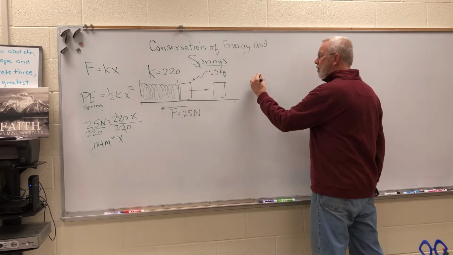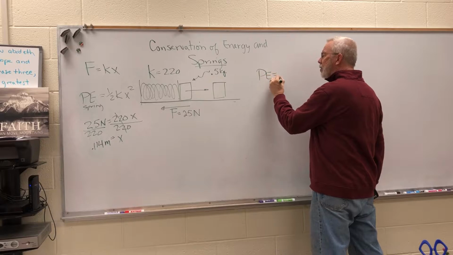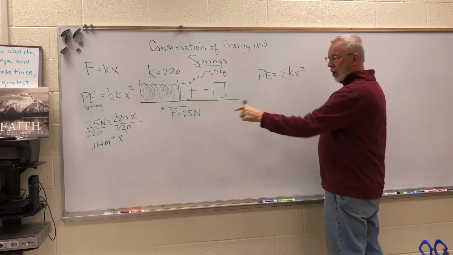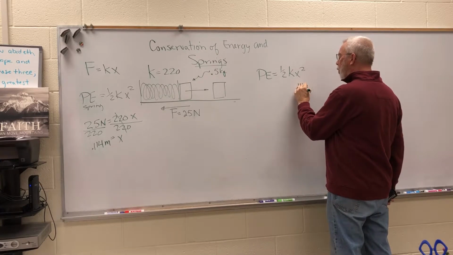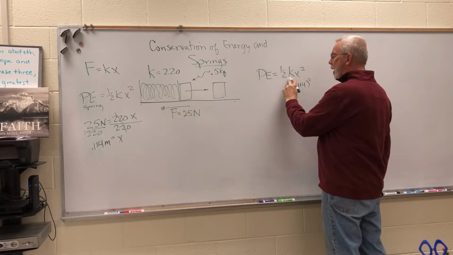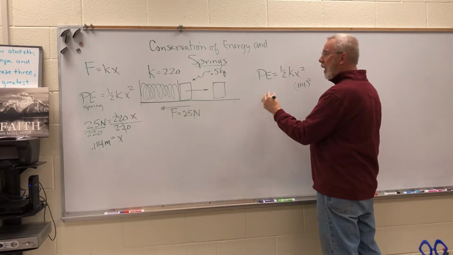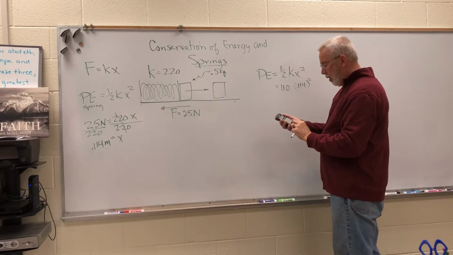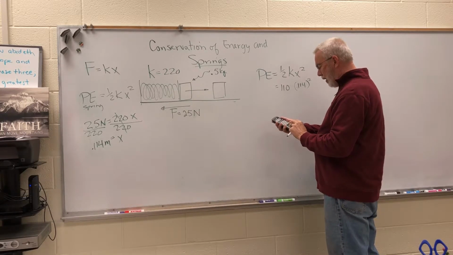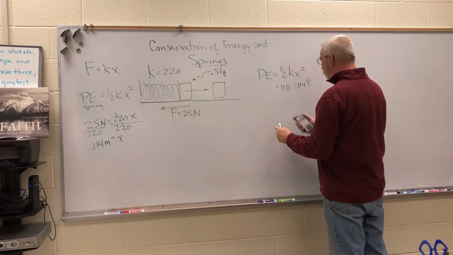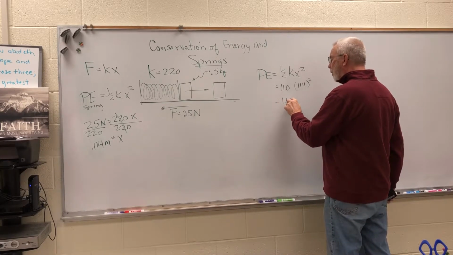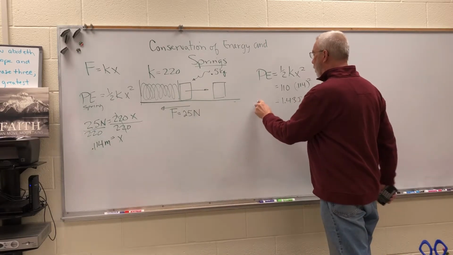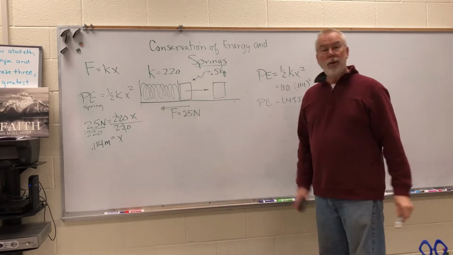Now, the next part of this problem involves the potential energy in the spring. Let's work that over here on this side. The potential energy in the spring is equal to 1/2 of Kx squared. The x value is 0.114, and we're going to square that, and then we're multiplying it by 1/2 of K, which is going to be 110. So 0.114 squared times 110 is 1.43 joules.